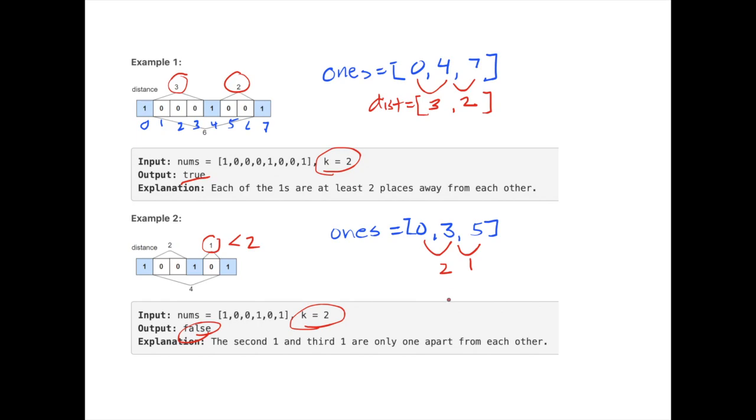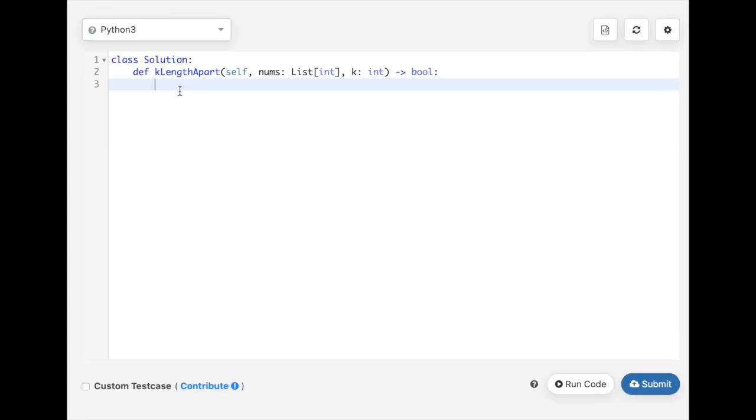Now let's code up our answer. Okay, so first we're going to want an array that contains all of the indices of nums that contains 1. So we can do a list comprehension. So in enumerate nums, and we want to keep the index if n is equal to 1.